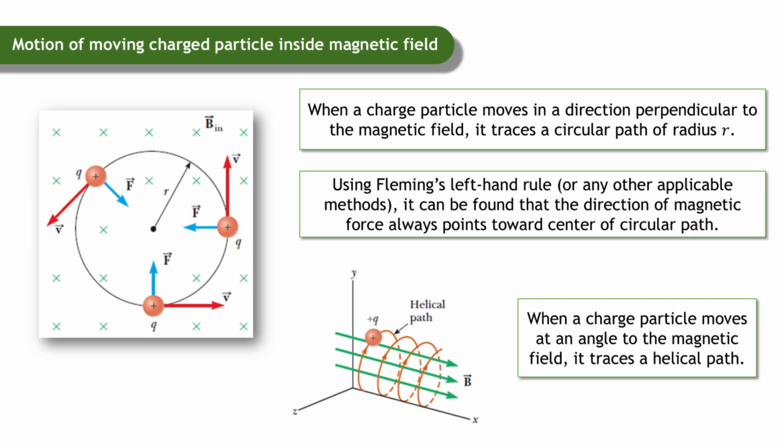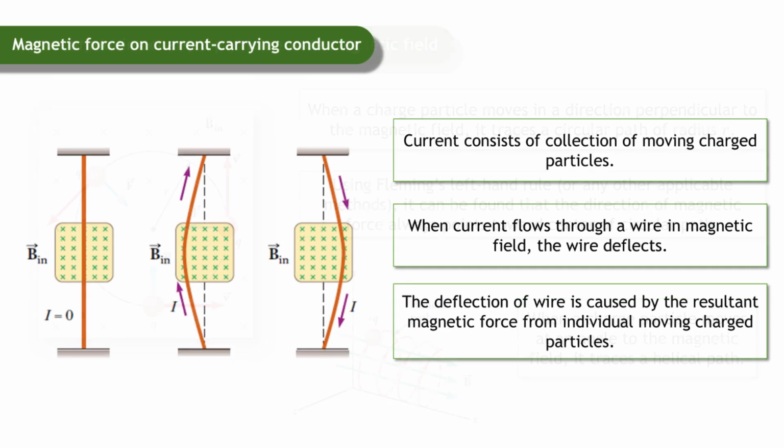Next, we examine the specific motion of a moving charged particle inside a magnetic field. When a particle moves in a direction perpendicular to the field, the constant magnetic force causes it to trace a circular path of radius r. If the particle enters the field at an angle, its path becomes helical. Regardless of which trajectory it follows, Fleming's left-hand rule confirms that the magnetic force always points toward the center of that circular path.